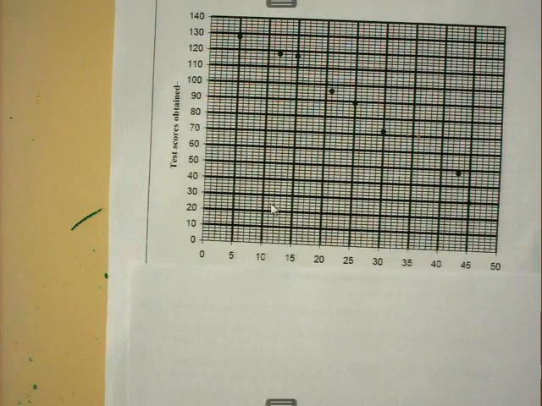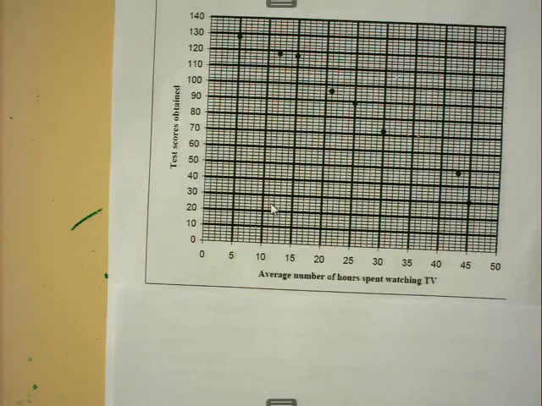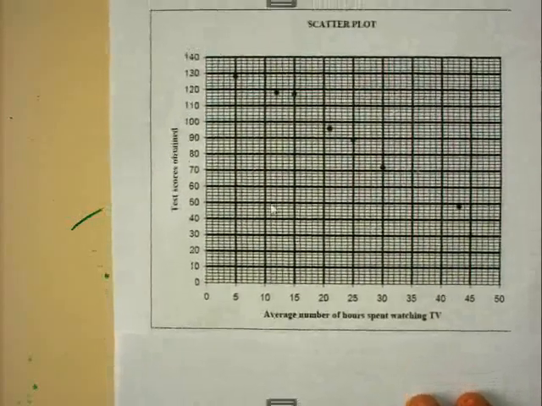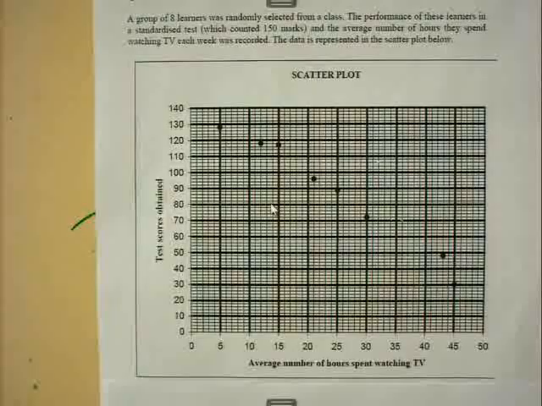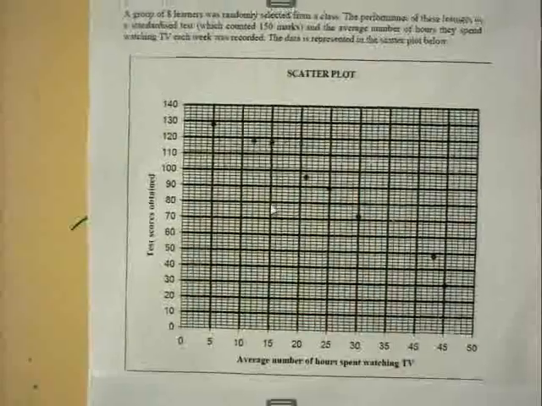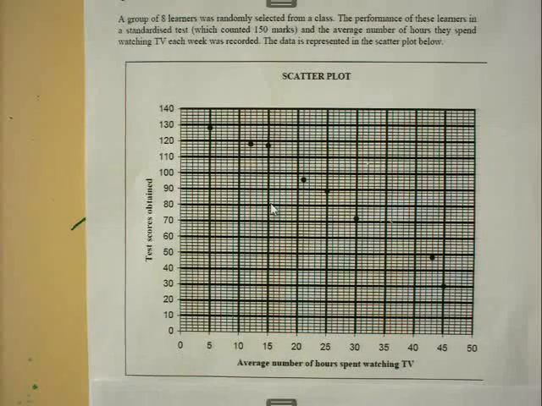Let me make an example of the scatter plot. Let me take you through the first example. This is a scatter plot. Then, slowly, let me take you through this exercise. Let's read the statement. A group of 8 learners was randomly selected from a class.